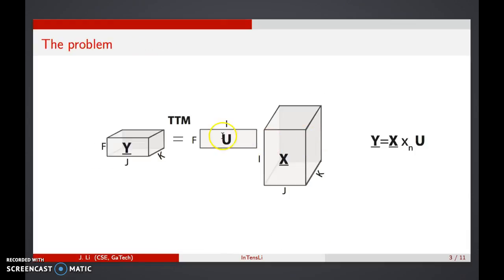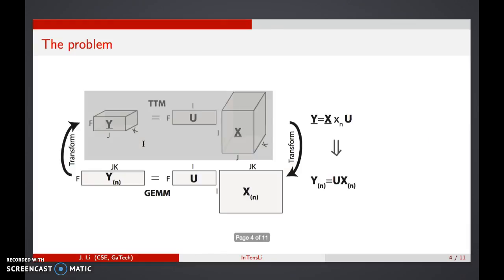Now let's focus on our TTM algorithm. This operation is, given an input tensor X, to multiply a matrix U to get an output tensor Y. The operation is based on the mode n. The traditional TTM algorithm is to transform the tensor X to the matrix Xn and then do the matrix multiplication to generate another matrix Yn. Then Yn is transformed back to a tensor Y.